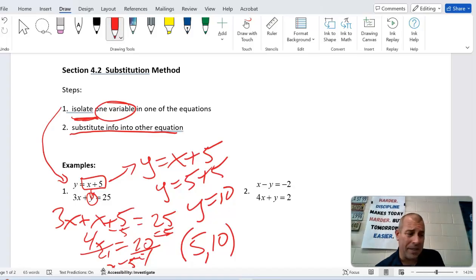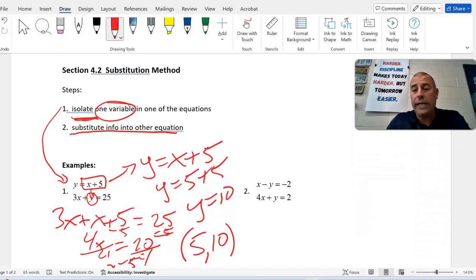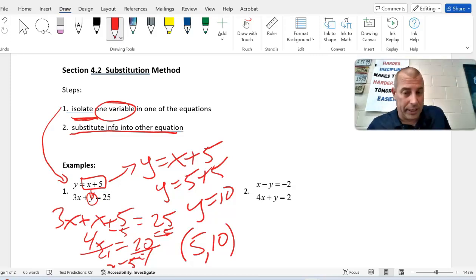Okay, let's take a look at problem number 2 since it's right there. In this case, we don't have a letter that's been isolated. I don't have an x equals, I don't have a y equals. Now, it doesn't matter which equation I use as long as I can easily rewrite it into x equals or y equals. So I've got a few options here. For example, in the first one, I could add the y over, and then I would get x equals y minus 2.